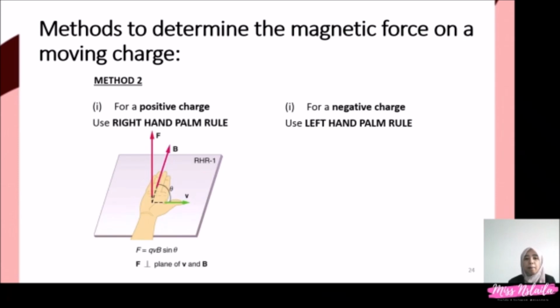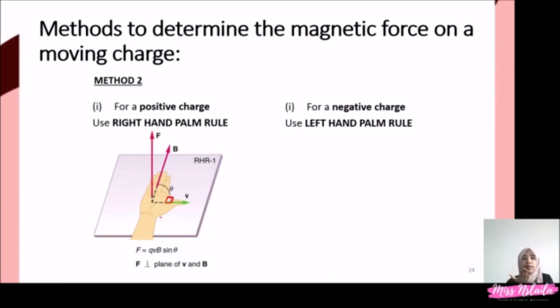Method 2, we use the palm. So how to use the palm? You need to do it like this. Make sure your thumb is 90 degrees with the rest of your fingers. The thumb will show the direction of V, velocity of the moving charge. The 4 fingers right here will show the direction of B, magnetic field strength, and the normal to your palm. You can put a pen or pencil on your palm, directed 90 degrees with your palm, like this. So this will show the direction of F.